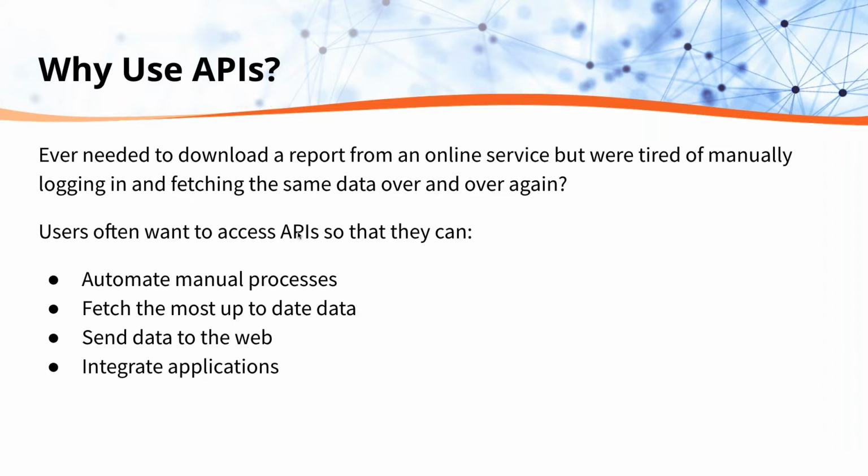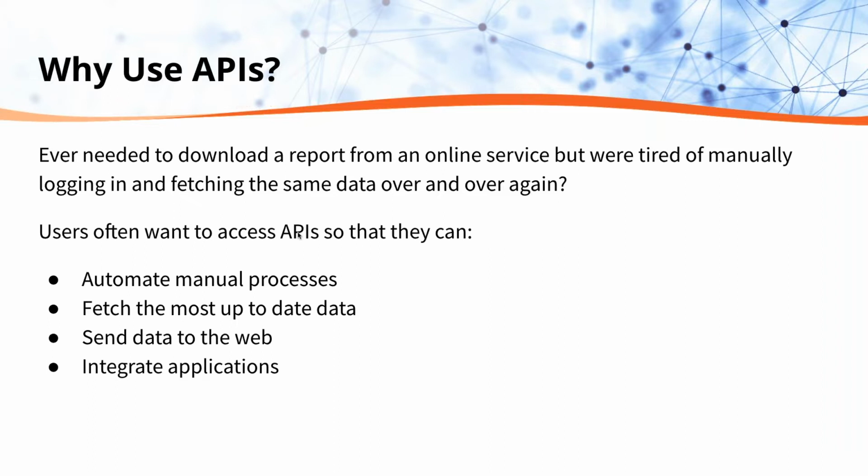APIs allow you to access web services without going through the normal UI to get to them. So APIs can automate your manual processes. They also allow you to fetch the most up-to-date data. So let's say you need data. An example I'll be using in this presentation is traffic data. That's data that you don't really want to be out of date, because that could give you some very misleading information. So APIs can be used to fetch the most up-to-date data so that you're always using the correct information.